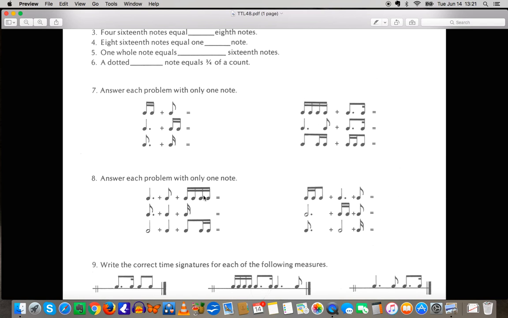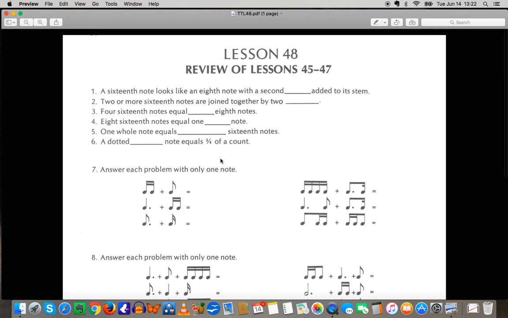So beams and flags, someone told me once that they think of the flags as broken beams. Like if you separate this note from this group of notes right here, you cut it off right there, you're going to have the beams hanging down, broken. That's one way you could think of it. But yeah, just make sure you make the connection there.